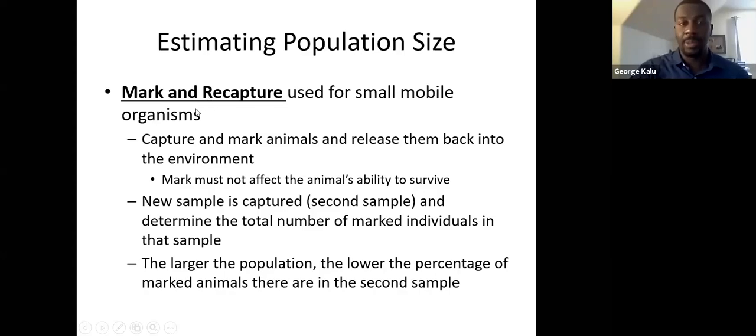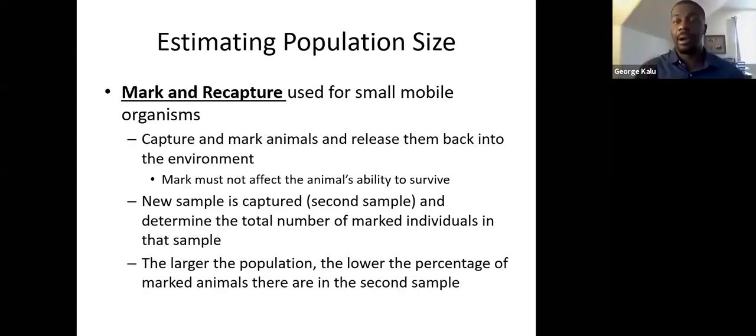So basically with mark and recapture, what we do is we go into a population and we capture as many individuals as we can. We capture as many individuals of that particular population that we're looking for. We capture them and then we mark them with some kind of marking, and then we release them back into the environment.